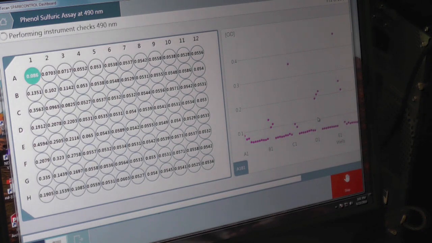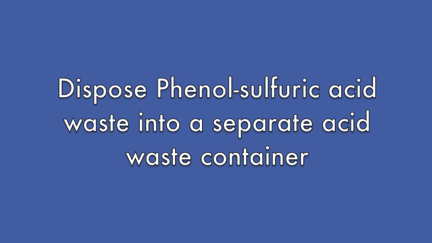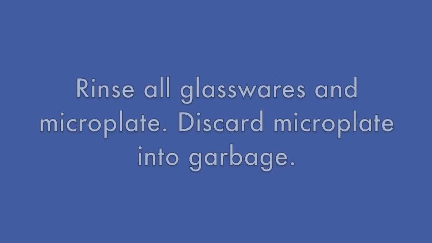Dispose the phenol-sulfuric acid waste into a waste bottle labeled phenol-sulfuric waste in the fume hood. Rinse all the used glassware and place in the basin. Rinse the microplate, then discard in the garbage bin.